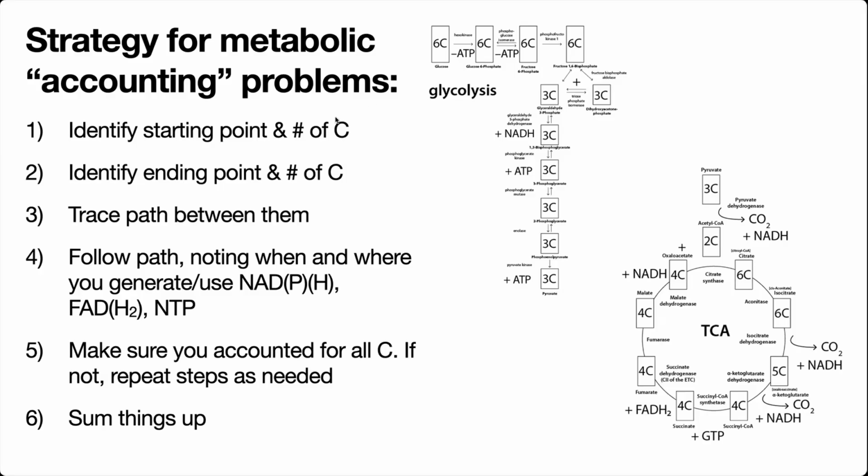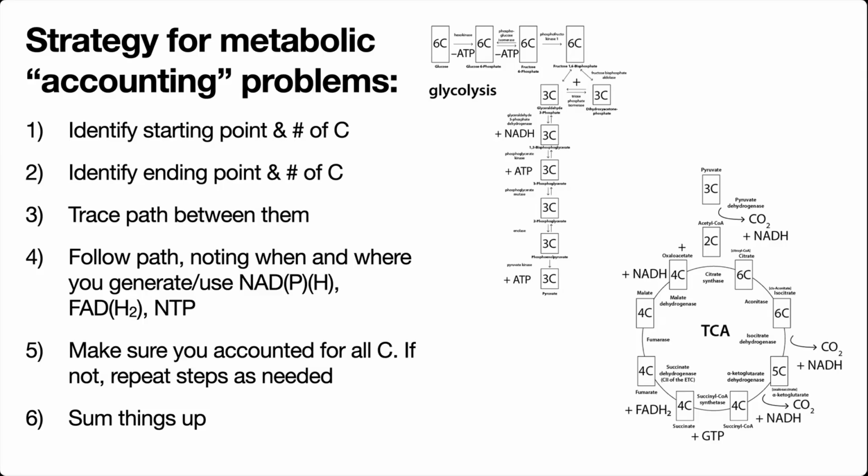First, you want to identify the starting point. So what molecule are you starting at and how many carbons does it have? Next, you want to identify the ending point and how many carbons it has. Trace the path between them and follow that path, noting when and where you generate or use those various molecules, your NADH, your FADH2, your NTPs.